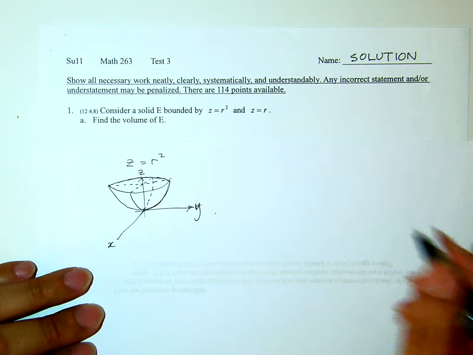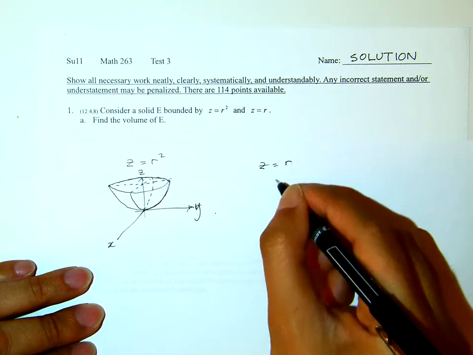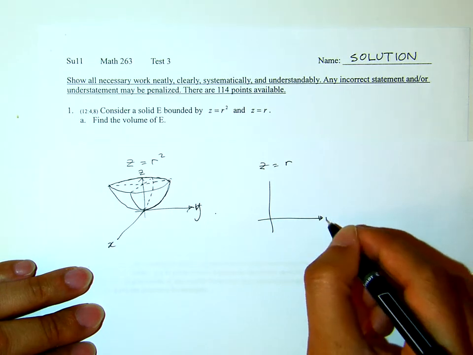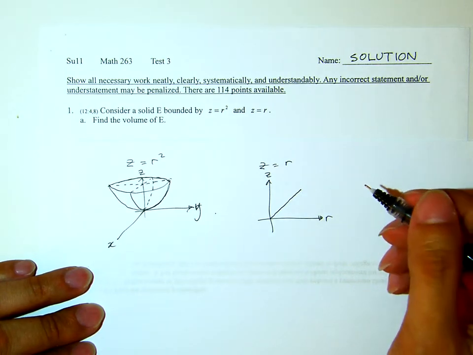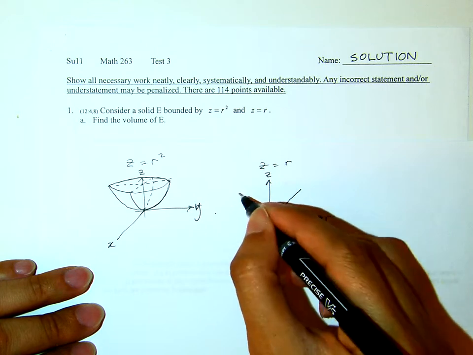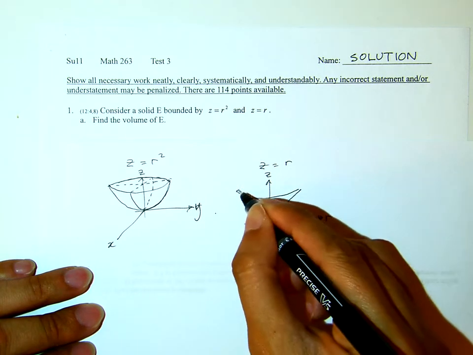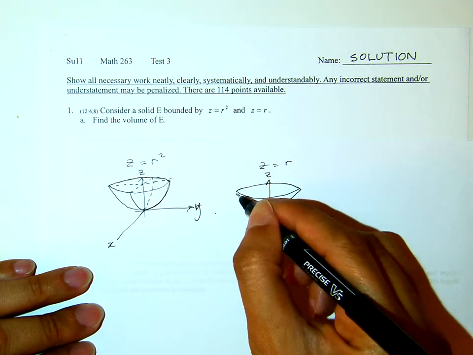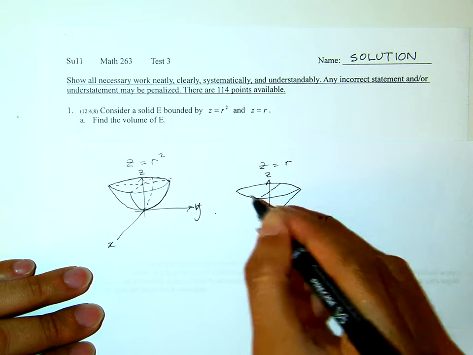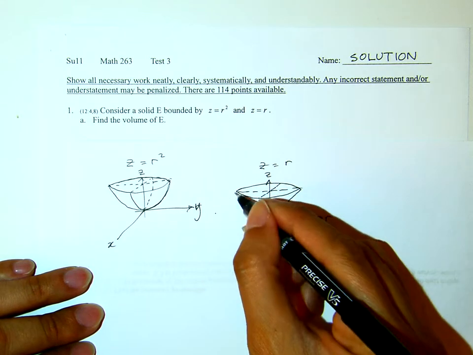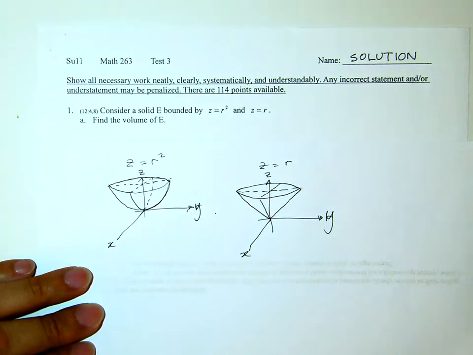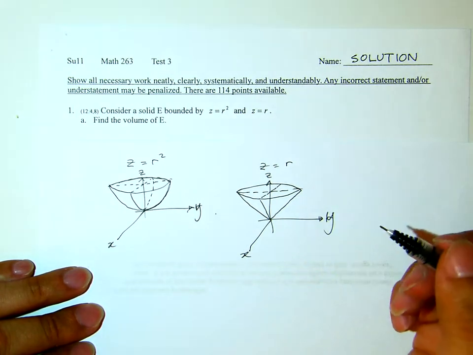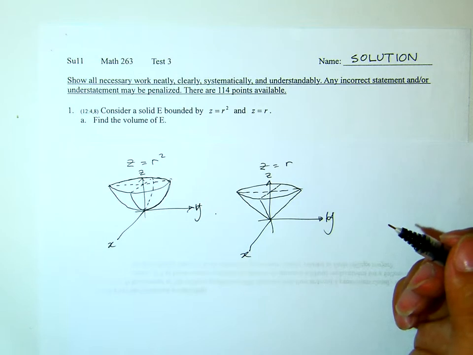Now the second equation, z equals r, is done pretty much the same way. If this is r and this is z, this is z equals r, and again r is only positive. Now then, to get it in 3 dimensions, I will revolve this with respect to the z-axis. Okay, and this is what it looks like in 3 dimensions. So the r now becomes y. Well, basically that's because r is the distance from the origin on the xy plane.